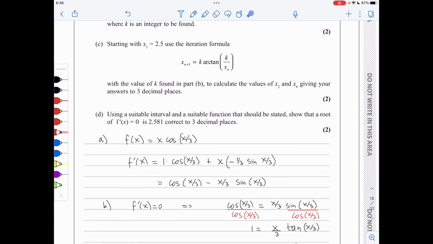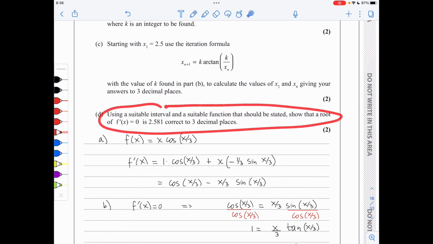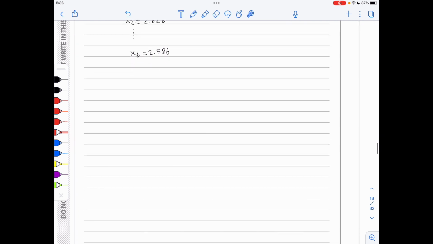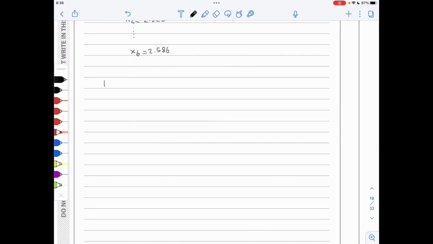And then in part D, we need to use a suitable interval to prove that the solution is 2.581 to 3 decimal places. So I will take a tight interval around 2.581. I'll go 5 up, 2.5815, and 5 down, 2.5805. And I will look for a change of sign.